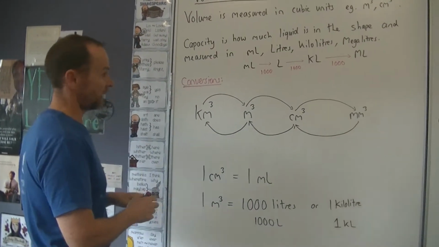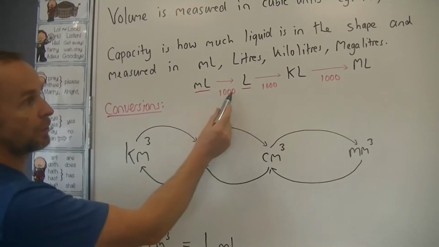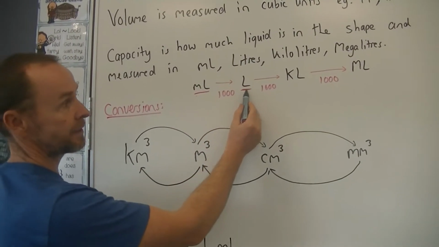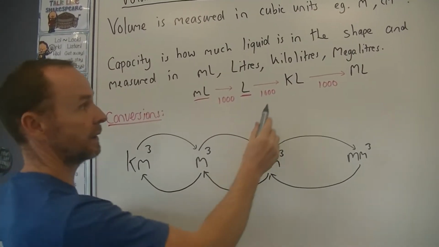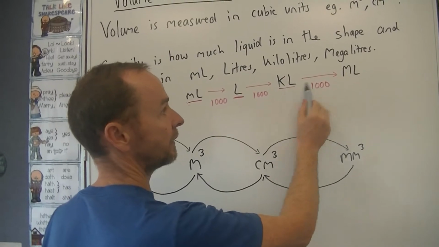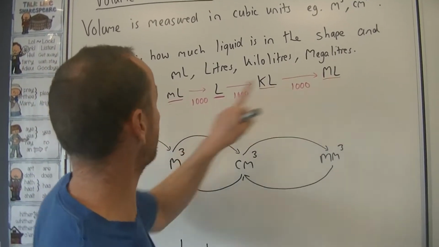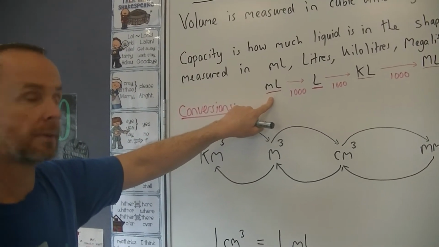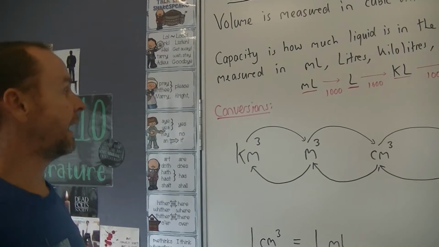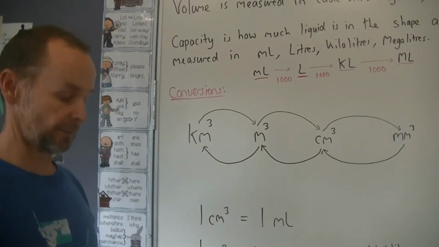Okay, so I've got here mils, litres. There are 1,000 mils in a litre. And then there's 1,000 litres in a kilolitre. That's a big K followed by an L. And then there's 1,000 kilolitres in a megalitre. Make sure you put a capital M for a megalitre, because otherwise it confuses with mils, which are very small units.